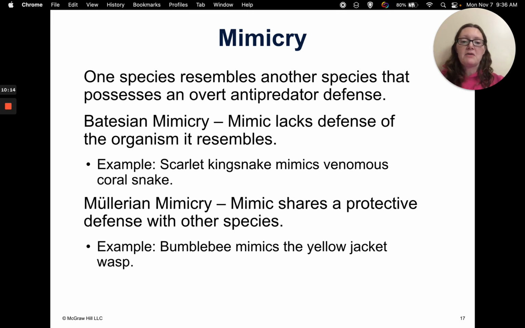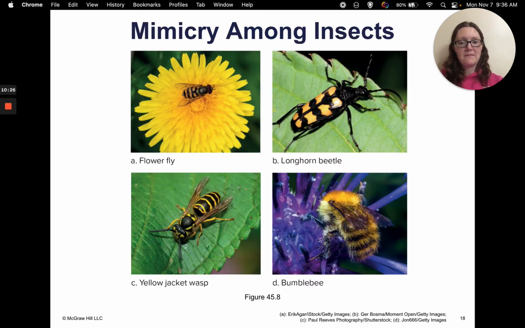Müllerian mimicry is when the mimic shares a protective defense with the other. The bumblebee and the yellow jacket both have that black and yellow because they both have the stinging toxin available. So here's the mimicry. They share that venom, the yellow jacket and the bumblebee, but the longhorn beetle and the flower fly, not as much. They are Batesian mimics of the other, which are Müllerian mimics.